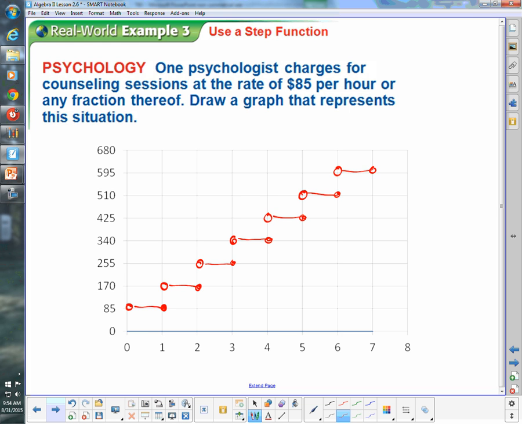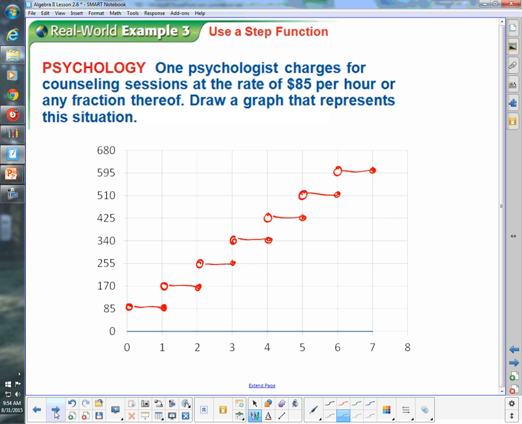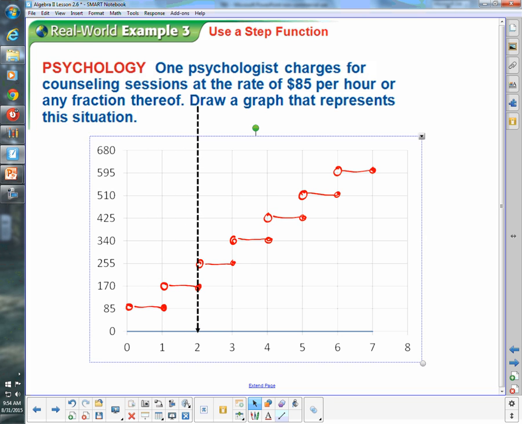Stairs. A more common name that we refer to this greatest integer function, a lot of times we just call a step function, because it builds steps. When you're graphing these, it's very important that you understand that in order for this to be a function and to pass the vertical line test, you cannot have two dots above each other. One has to be a circle and one has to be a dot. Otherwise, it's going to fail the vertical line test. So be sure that you do that when you're working through.